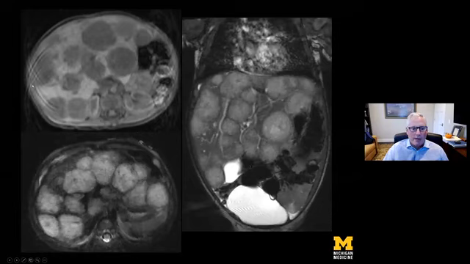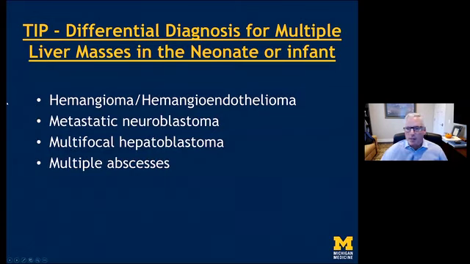We do MRI. These lesions are typically hypointense on T1, hyperintense on T2, and this is another T2 weighted image. And again, they should show enhancement because of their vascularity. And again, we can see the hepatomegaly. And this particular patient had multiple hemangiomas. So the next tip, if you see multiple liver masses in the neonate or young infant, this is the list that I want you to think about.